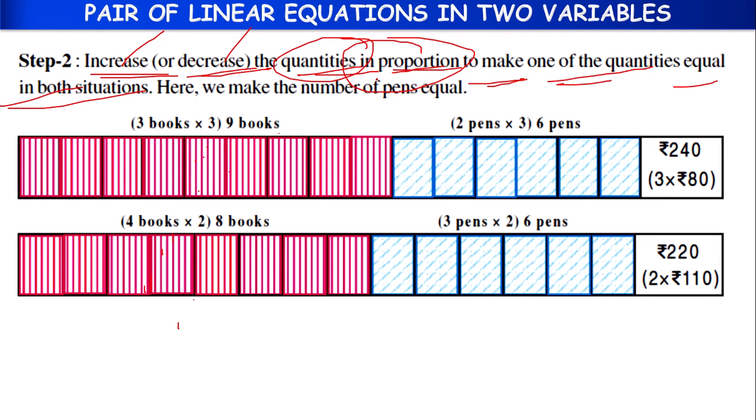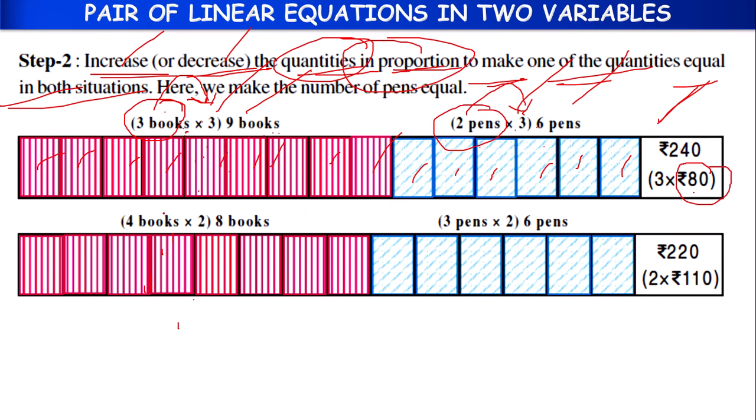Previously we had 3 books and 2 pens. We multiply by 3, so we get 9 books and 6 pens. As we are multiplying books with 3 and pens with 3, we should multiply the amount also with 3. Then the total amount will be 240.